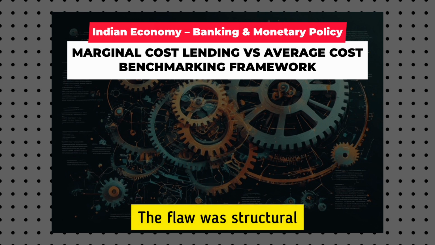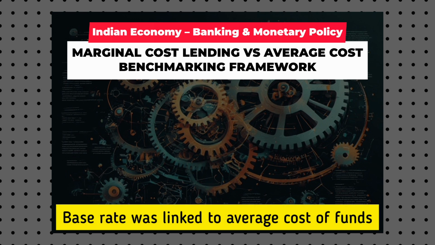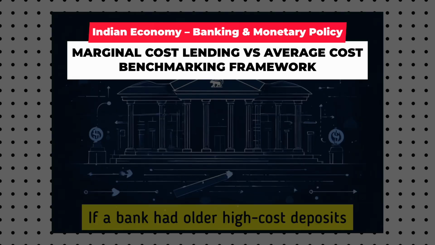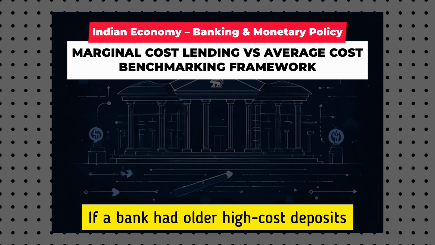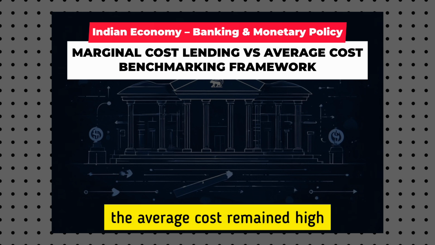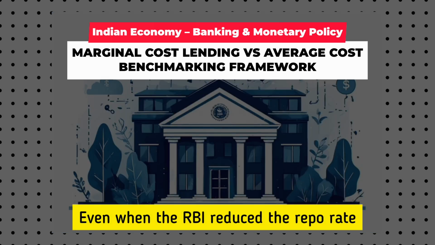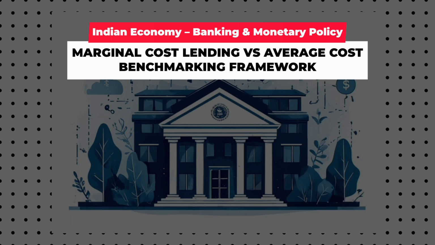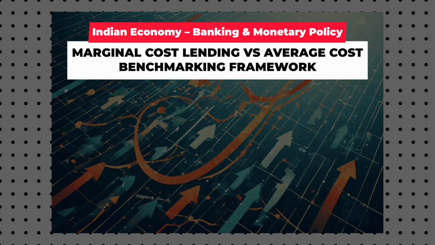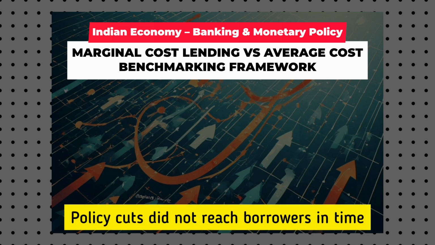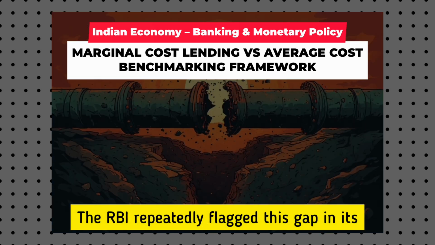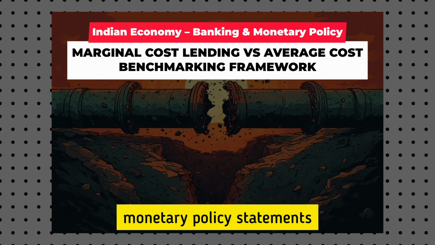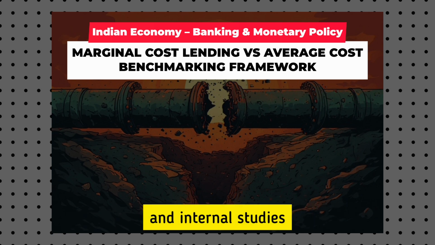The flaw was structural. Base rate was linked to average cost of funds. If a bank had older high cost deposits, the average cost remained high. Even when the RBI reduced the repo rate, lending rates did not fall proportionately. Monetary transmission was weak. Policy cuts did not reach borrowers in time. The RBI repeatedly flagged this gap in its monetary policy statements and internal studies.